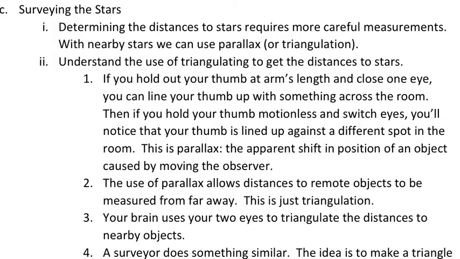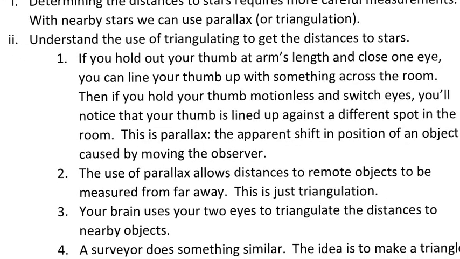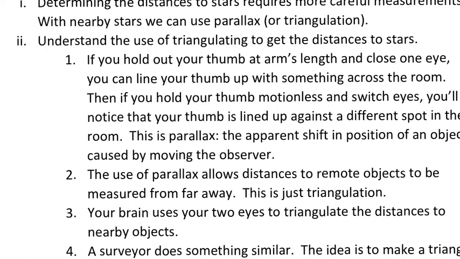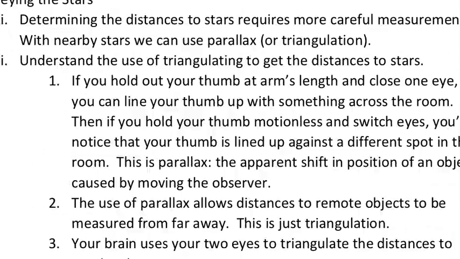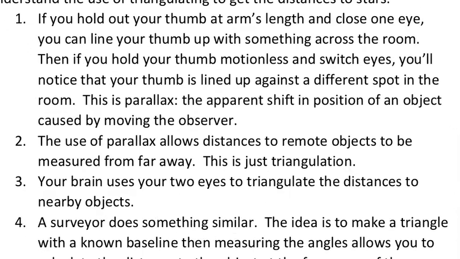And so for nearby stars, we use this technique called parallax or triangulation. It's a simple concept, and humans have been doing it for a very long time. It's based on the concept of parallax, which, if you hold your thumb out at arm's length, keep one eye closed, and line the other eye up with your thumb, and then line your thumb up with something across the room, and then you switch eyes, you will notice that your thumb appears to move. This is called parallax. Parallax is defined as the apparent shift in position of an object caused by actually moving the observer, in your case, switching eyes, right?